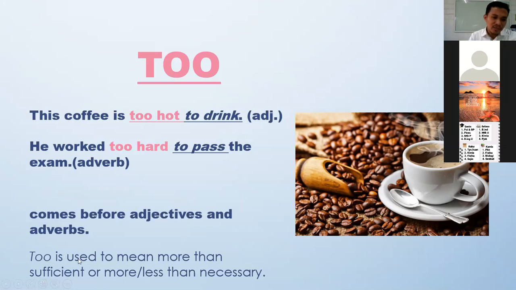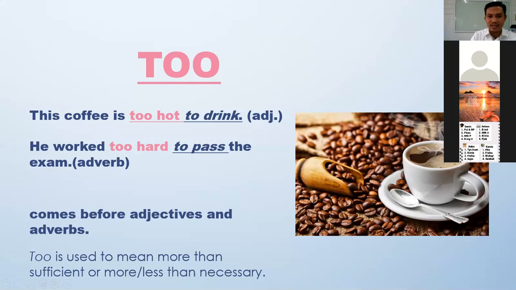Okay, too is used to mean more than sufficient or more or less than necessary. So what is the function of too? Too, when we want to express what we mean more than sufficient or more or less than necessary. Too itu digunakan untuk menunjukkan sesuatu yang lebih dari cukup, atau kurang dari yang dibutuhkan. Sangat kurang, kurang dari yang dibutuhkan.